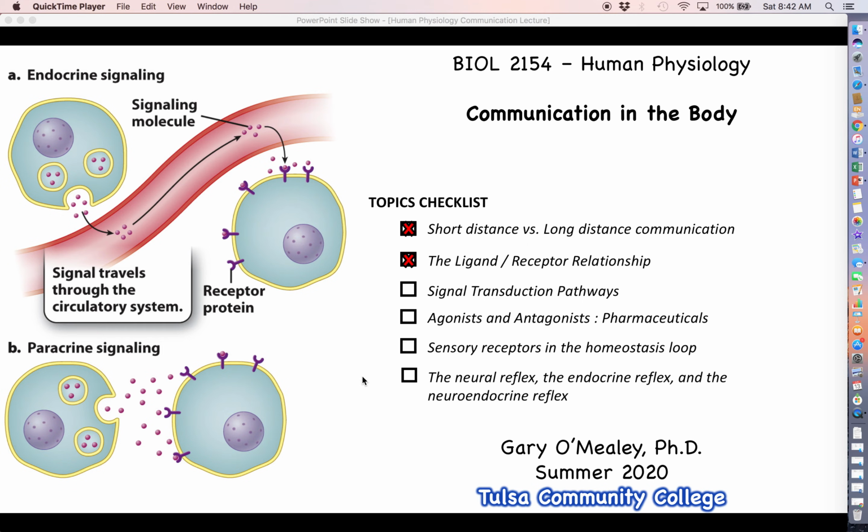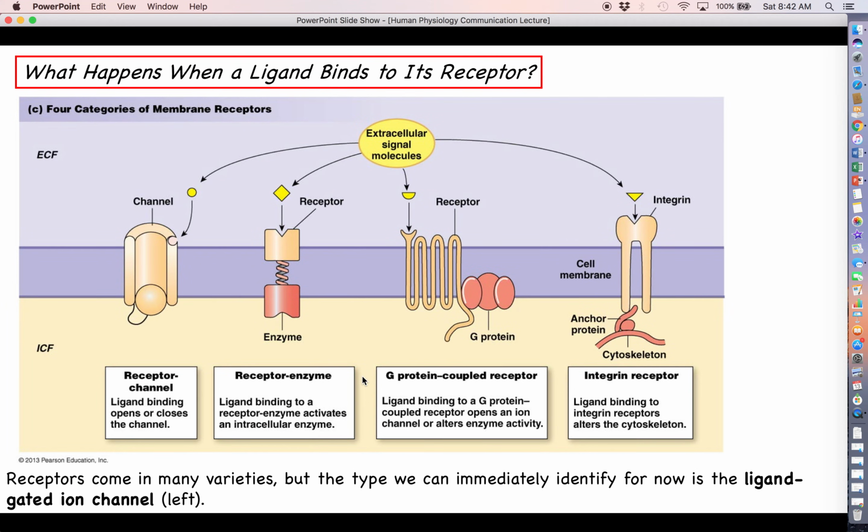So, last time we talked a little bit about the relationship between a ligand and its receptor, but the thing we have not talked about is, well, what happens after the ligand binds to the receptor. So, let's go ahead and start discussing signal transduction here.